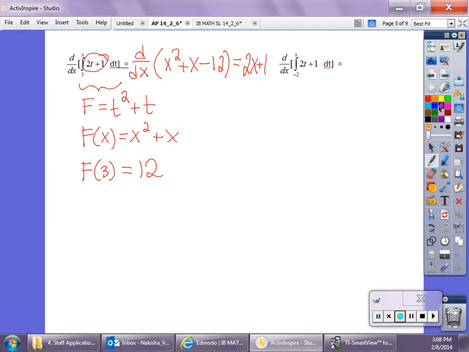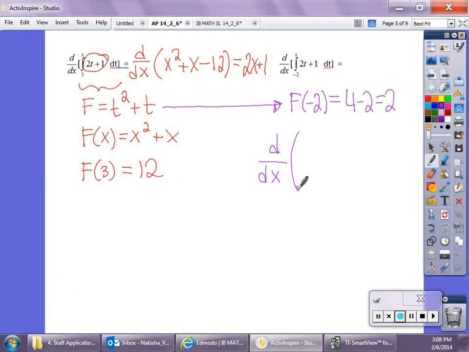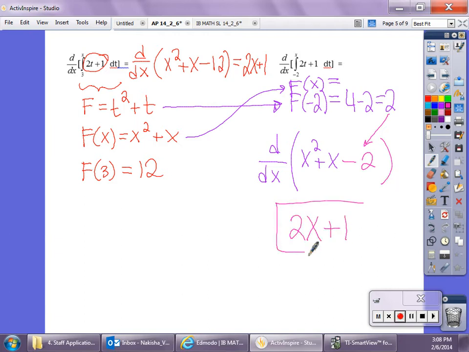And hopefully you get my drift. We already got the antiderivative here, and we have f of x, so I'm just going to find f of negative 2. F of negative 2 would be 4 minus 2, which is 2. So I'm going to rewrite my problem. The derivative of f of x, or f of b, which would be the x squared plus x. Remember, I'm skipping this step because we already have the answer sitting right there. And then minus the f of a value. Taking the derivative of that, I still end up with 2x plus 1 because the derivative of a constant is nothing. So you start to see a pattern here.